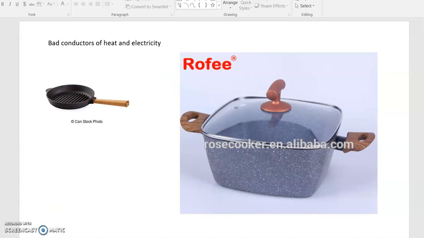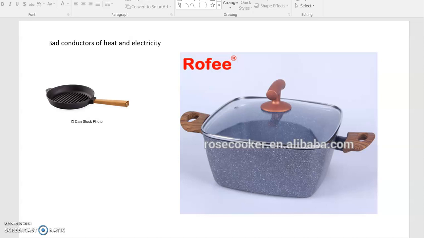Non-metals are bad conductors of heat and electricity. Bad conductors of heat and electricity means that they do not allow electricity to pass through them. So, non-metals are called insulators, and insulators are bad conductors of heat. They also have a low melting point, so they melt easily. If you had a pot made out of plastic, for example, and you put it on the stove, it would melt because its melting point is very low.